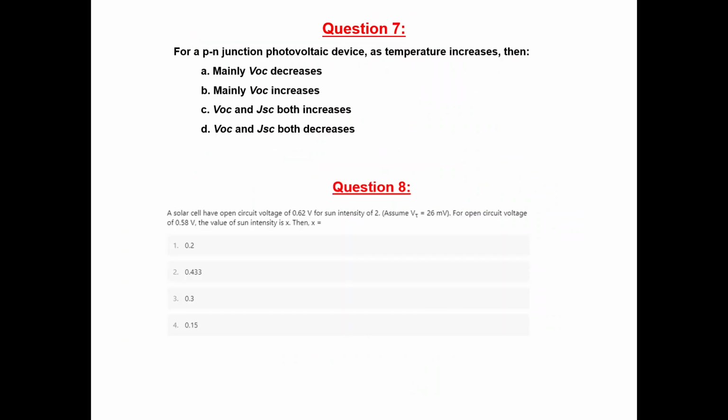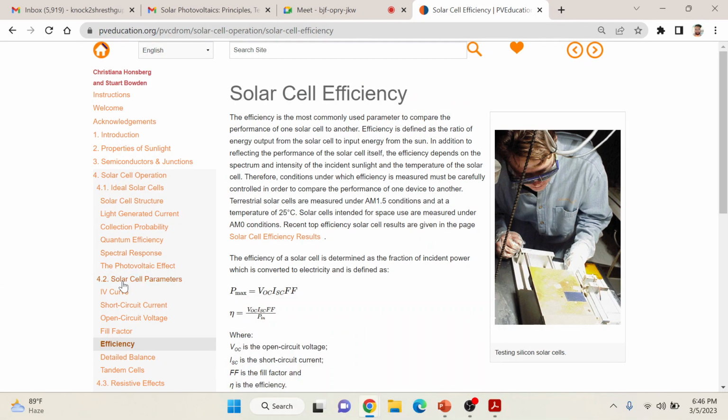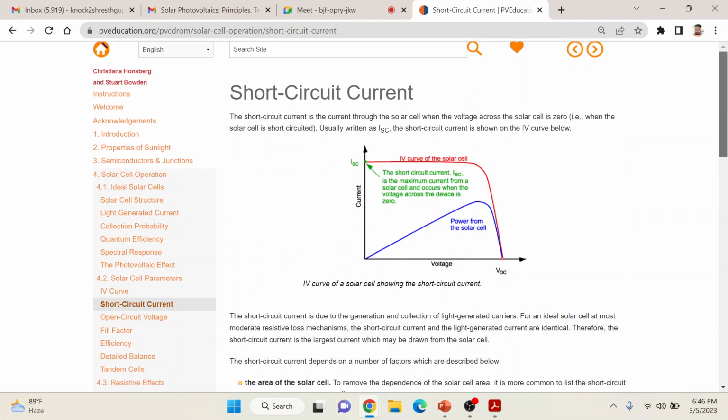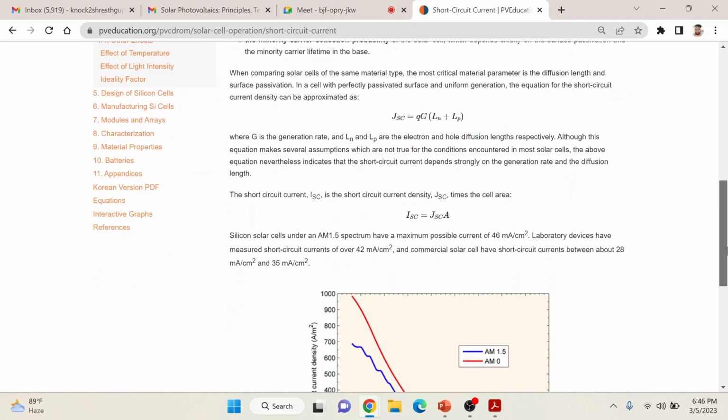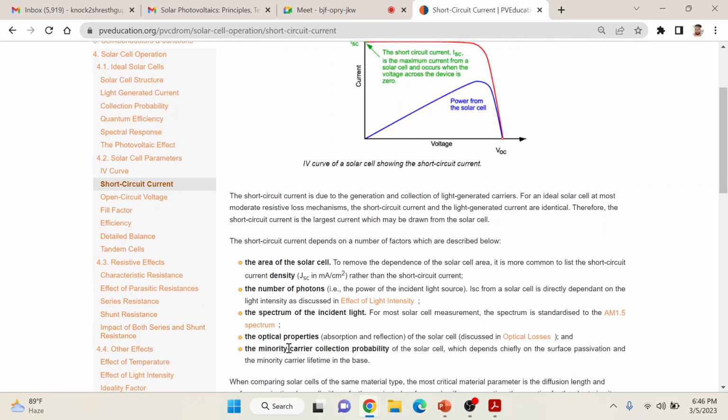For a PN junction photovoltaic device, as temperature increases, what is the effect of temperature? Mainly VOC decreases and JSC increases. How do you know it? Sir, actually by graph. Great. So if I show you the graph again, this is the graph of temperature change.